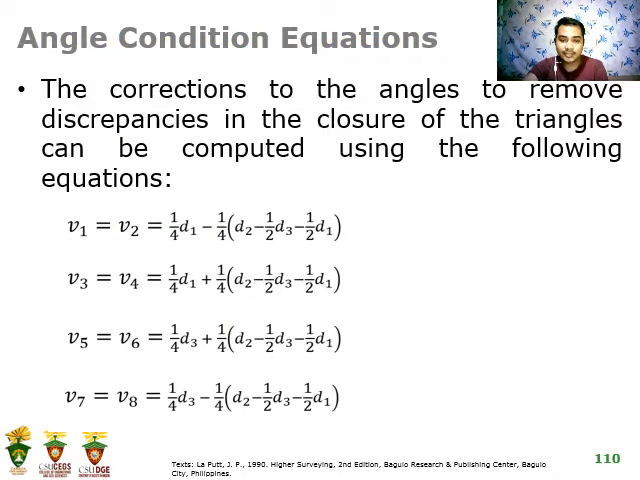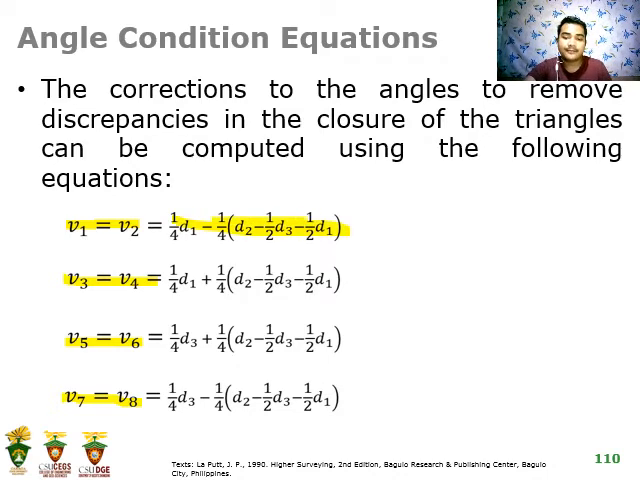So for the corrections of the angle conditions, to the angles, to remove discrepancies in the closure of triangles can be computed using the following equations. V1 is equal to V2. So muna siya ang mga residuals, no, residuals ang tawag ani niya. V1 and V2 are equal, V3 and V4 are equal, V5 and V6 are equal, and V7 and V8 are equal. So ang formula ni V1 equals V2 is 1/4 D1 minus 1/4 times D2 minus 1/2 D3 minus 1/2 D1.